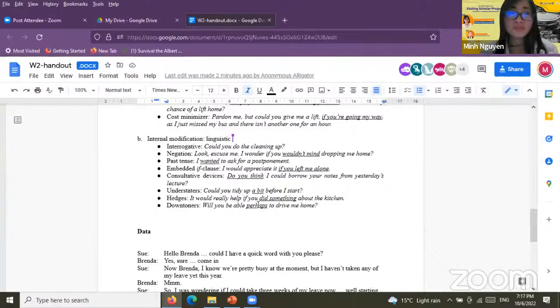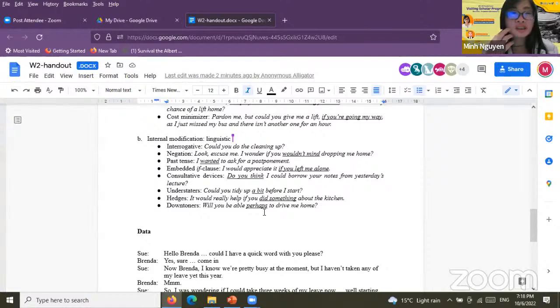So hedges mean being vague. Other common hedges in English are "sort of" or "kind of." Can you sort of clean up the kitchen? It's more mitigated than "Can you clean up the kitchen?" Okay, downtoners, will you be able, perhaps? Downtoners are like perhaps, maybe, probably, possibly.